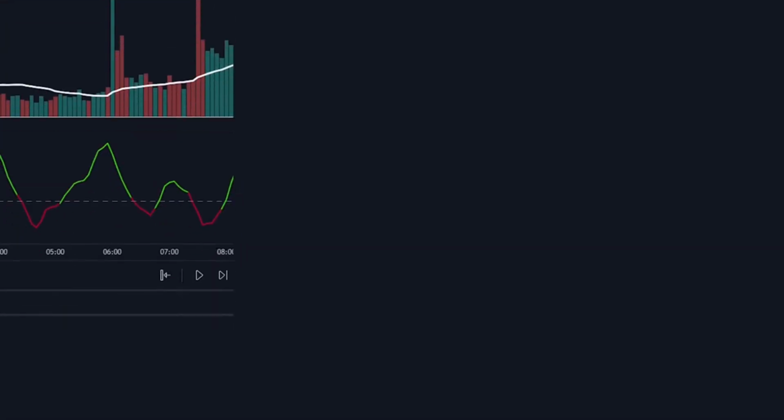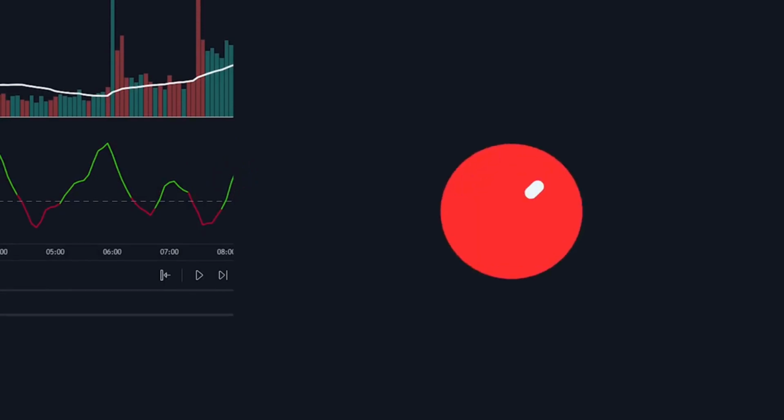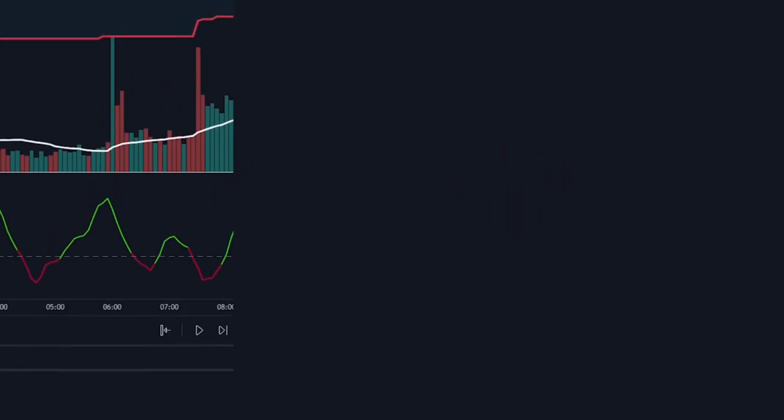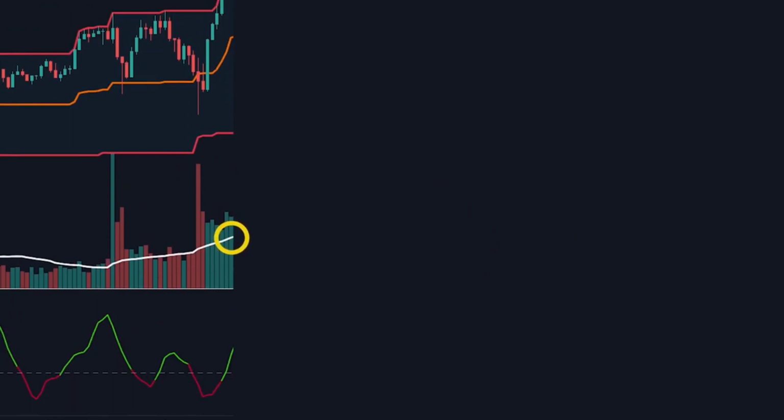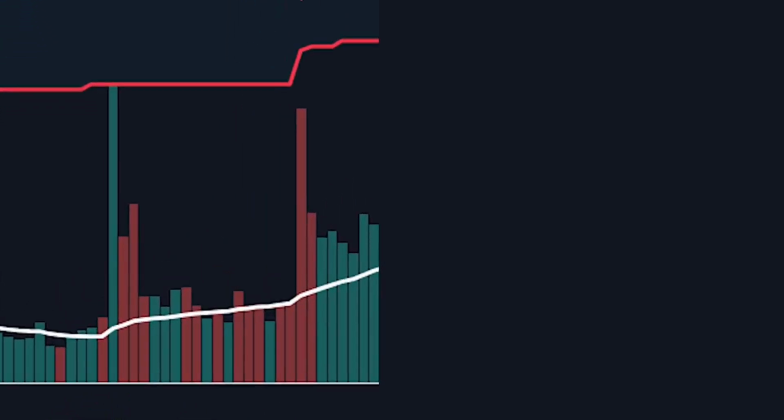First, you want price to come up and touch this upper red line. Once that happens, the next step is you want the LWTI indicator to be green. If it is red, you would not enter into the trade. Then finally, you want the volume bars to be above the white line, and you also want them to be green. If they aren't above the white line or not green, you would not enter into the trade.